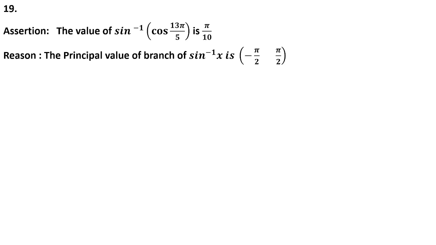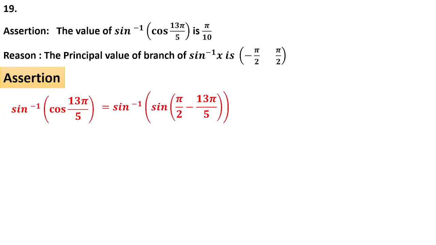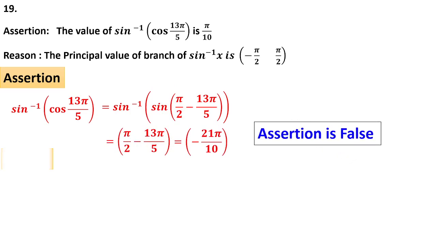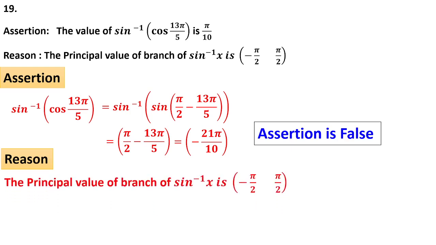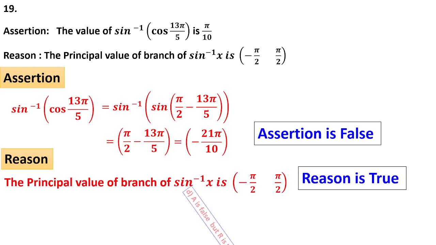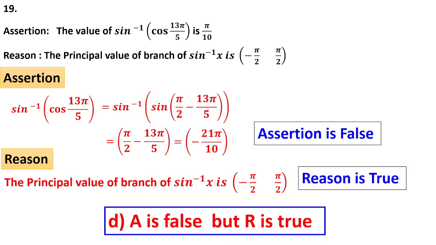Question number 19, assertion and reasoning. An assertion is given and a reason is given. Let us check whether the assertion is true. The value of sine inverse is given. Let us take it now. Sine inverse of cos, therefore convert it into sine inverse of sine by making use of the pi by 2 minus theta idea. You are getting the answer as minus 25 pi by 10. Therefore assertion is false. Let us take the reason. It is given that the principal value of the branch, it is true. Therefore reason is true. And therefore A is false but R is true.